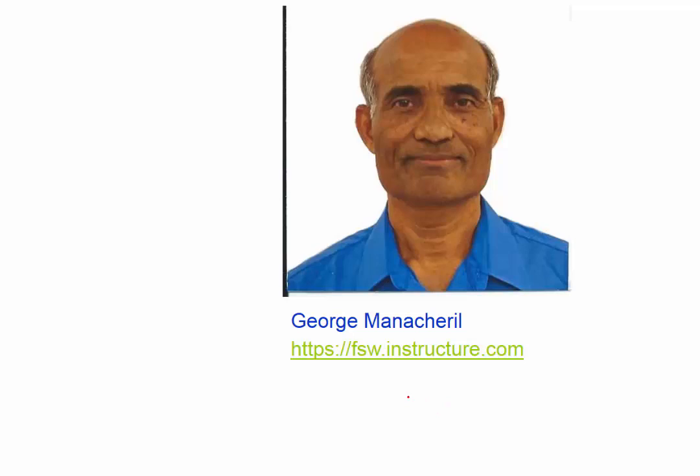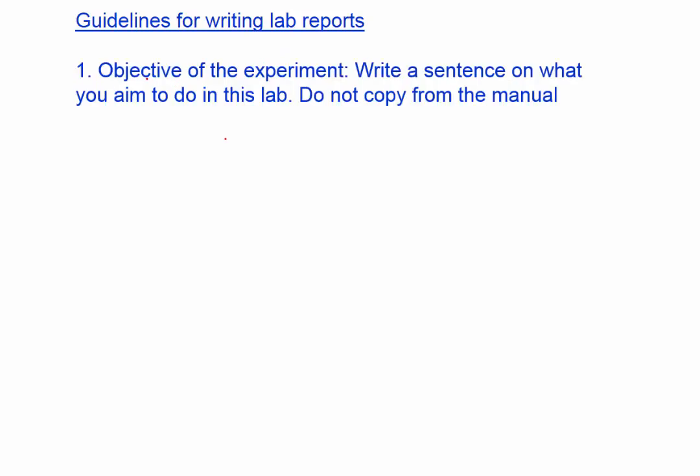Let me now explain to you how to write a good lab report. Now, these are some of the guidelines for writing lab reports. The first item is objective of the experiment. Write a statement or a sentence on what you aim to do in this lab. Now, do not copy from the manual. I have given you an objective. Well, that is the objective of the experiment. But instead of copying it, write it in your own words.